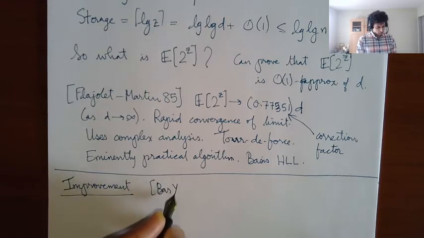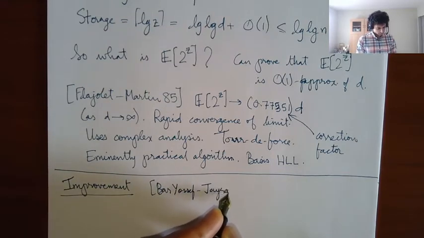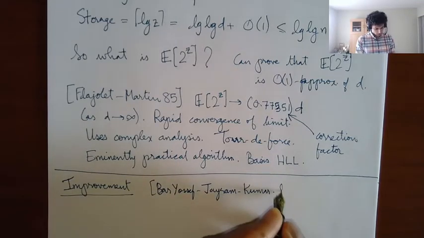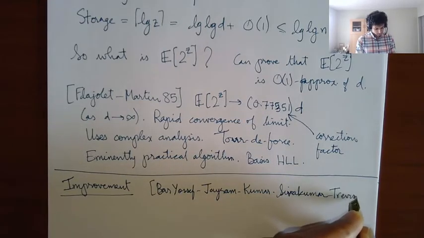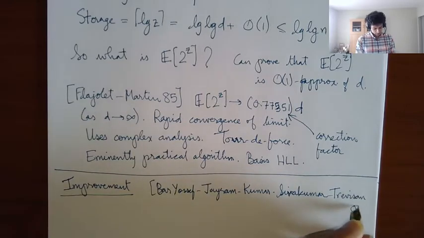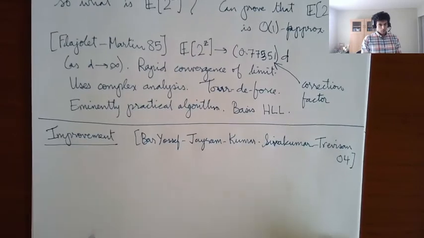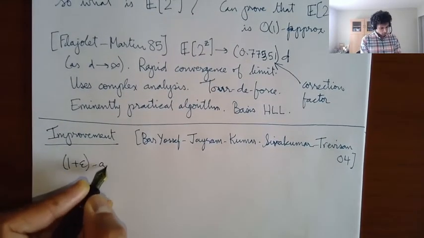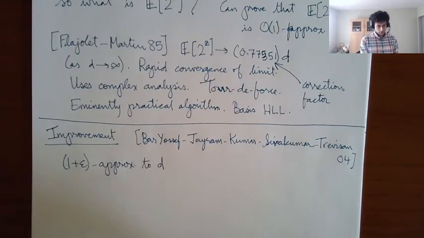This is given by Bar-Yossef, Jayram, Kumar, Sivakumar, and Trevisan. Now this was given in 2004. So this algorithm is going to give a 1 plus epsilon approximation to D.